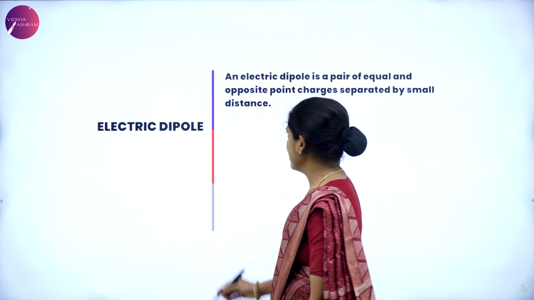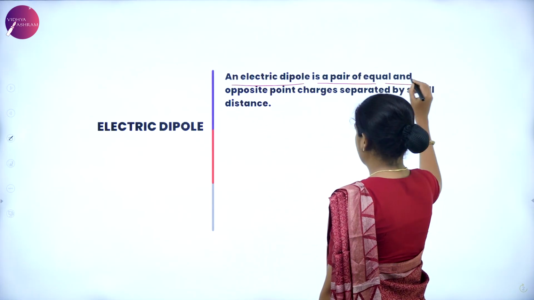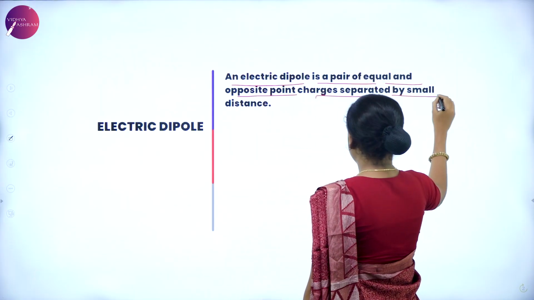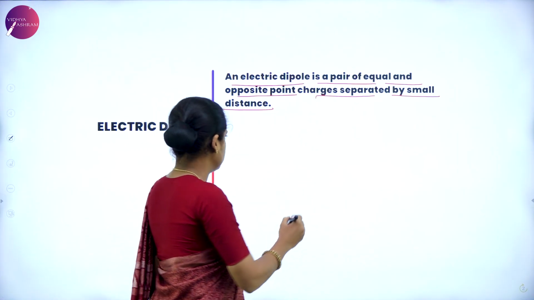In this chapter, we are going to learn what is an electric dipole, dipole moment, and an expression for electric field at a point on the axis of the dipole. Yes, let us start with the electric dipole. What is an electric dipole? An electric dipole is a pair of equal and opposite point charges separated by small distance. Let us understand this by a picture.